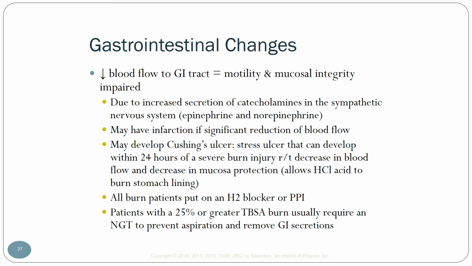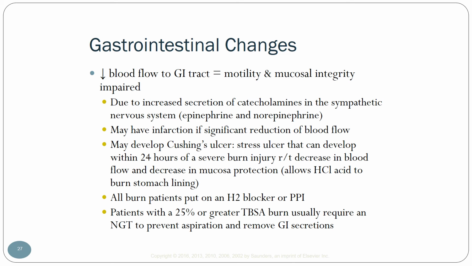It's very, very common for people that have burns, especially extensive burns, to develop what's called a Cushing's ulcer. It's a stress ulcer that develops within 24 hours of a severe burn injury because there's decreased blood flow to the stomach and decreased mucosal production, which provides protection. So the hydrochloric acid of the stomach begins to burn the lining. All burn patients are going to be put on an H2 blocker, the histamine blocker, or a PPI, proton pump inhibitor, ASAP to prevent this from happening.